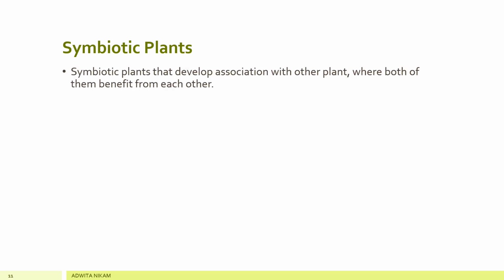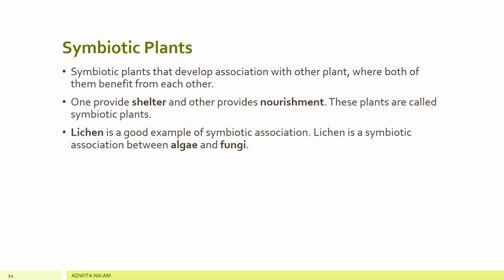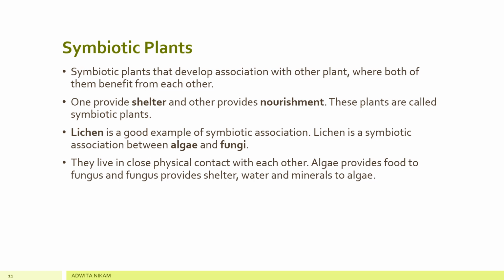Now we will study about symbiotic plants. There are some plants that develop an association with other plants where both of them are benefited. One plant provides shelter while the other provides nourishment. These plants are called symbiotic plants. Lichens are a good example of symbiotic plants. A lichen is a symbiotic association between algae and fungi. They live in close physical contact with each other. Algae provides food to fungus and fungus provides shelter, water, and minerals to algae. Thus, both are benefited.